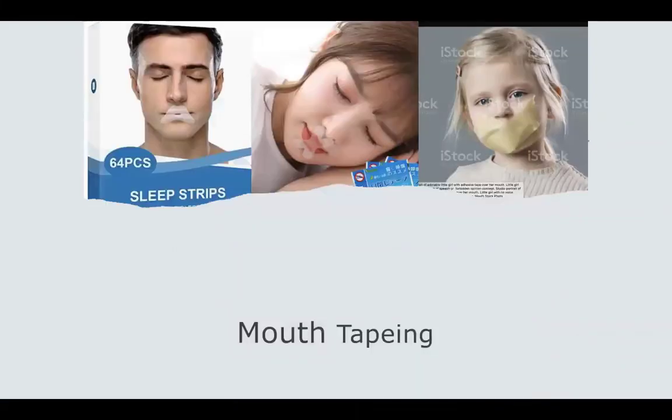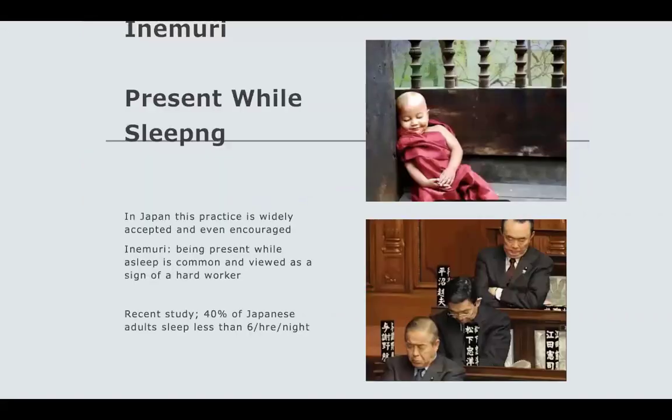Some people are mouth breathers, even with or without these appliances. So you have these strips. You have that one on the left that has a little hole in it. This one from Japan is an X. And this little girl, she's sleeping well, but she just wouldn't stop talking, so they taped her up. No, I'm just joking.